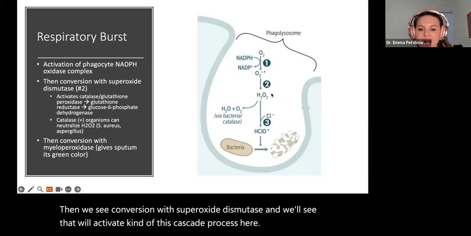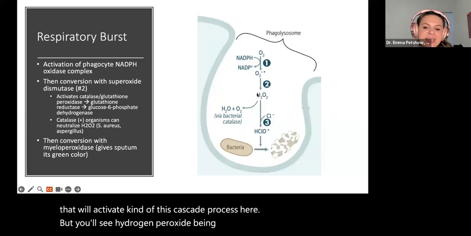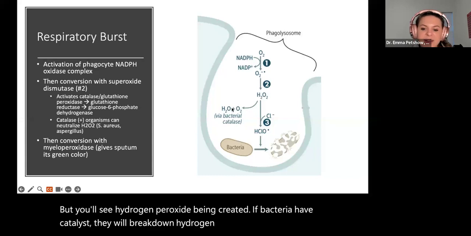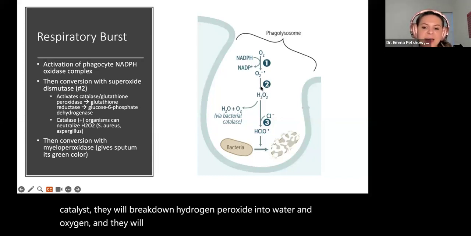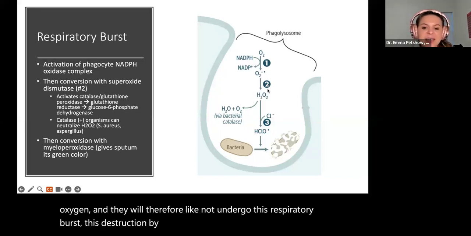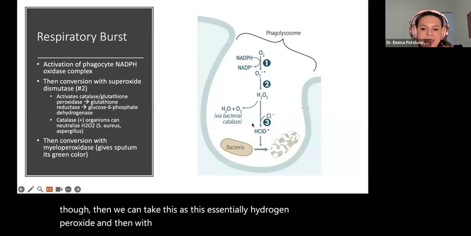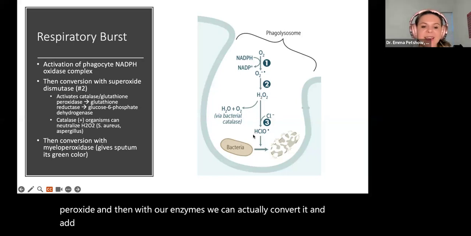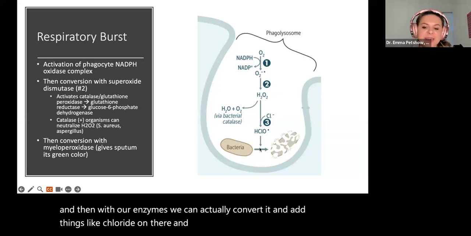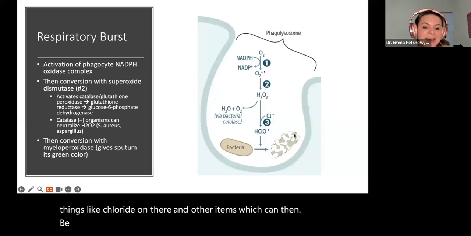But you'll see hydrogen peroxide being created. If bacteria have catalase, they will break down hydrogen peroxide into water and oxygen, and they will therefore not undergo this respiratory burst, this destruction by reactive oxygen species. If they don't, then we can take this hydrogen peroxide, and with our enzymes, convert it and add things like chloride and other items which can then be used to attack our bacteria and break them up. So this is that conversion here.